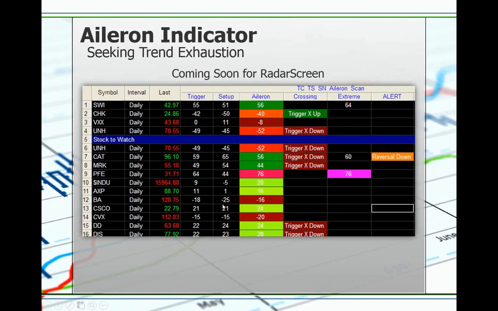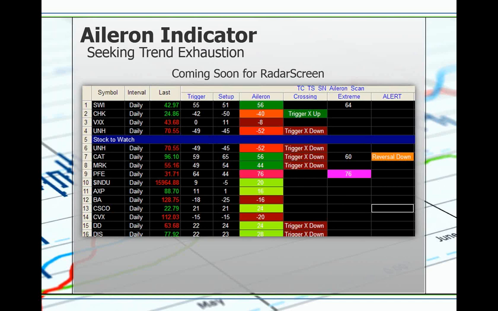Now, I'll mention this also. This is coming very soon. This is the actual radar screen for TradeStation. It's not out yet, but you'll see that this gives you a really nice look, color-coded, of where the extremes are for a stock, an alert, which direction is crossing, and the trigger setup line, as well as the aileron level at this point. And you could sort these, which is really nice, because you could then sort them to find out where the extremes are and which stocks that I'm looking at have extremes, and you can go through the process to easily find those stocks that may have turning points that are coming into play.